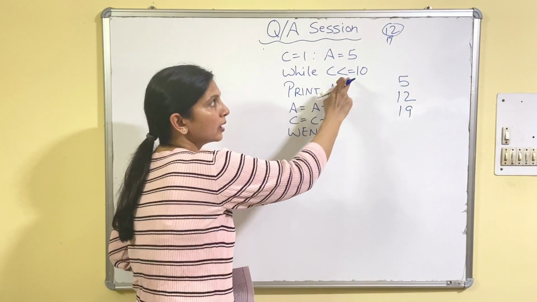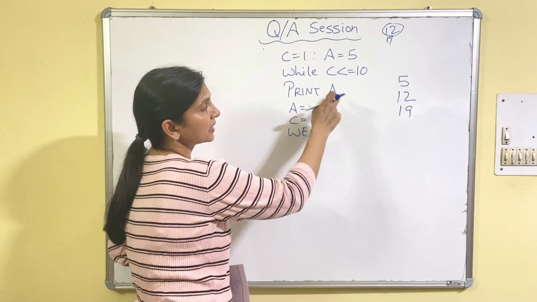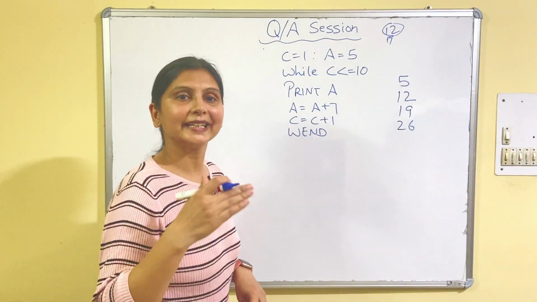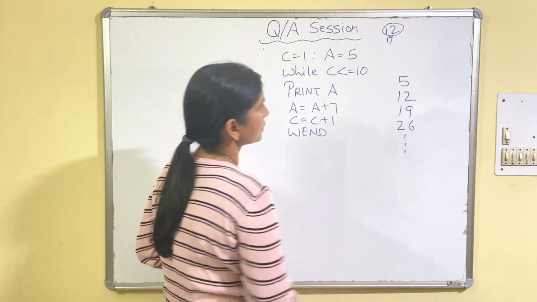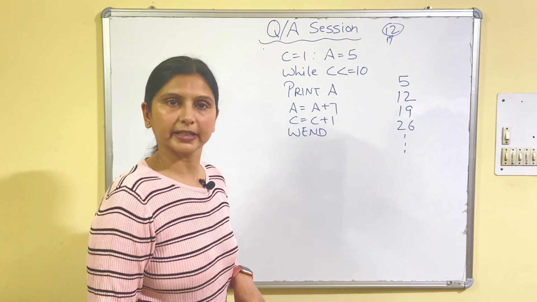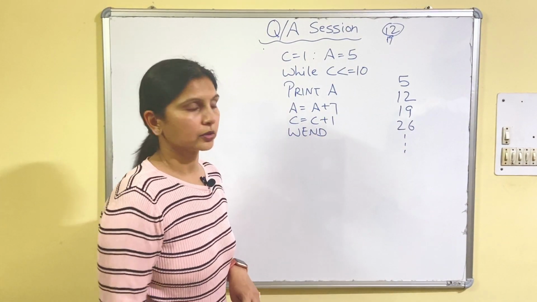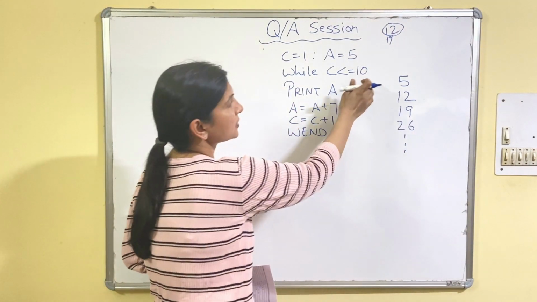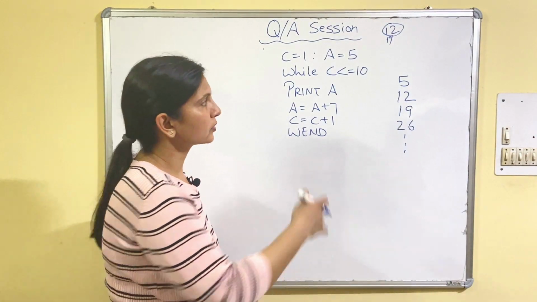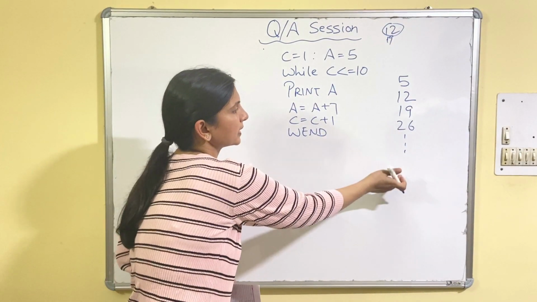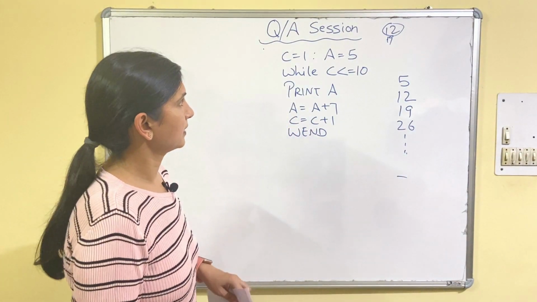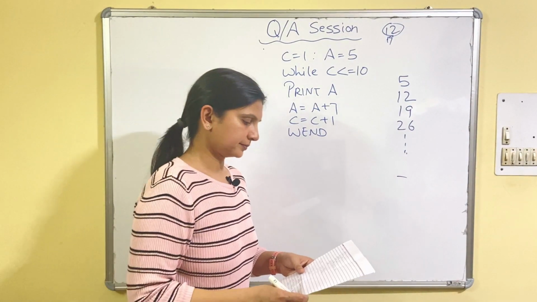So it will go how many times? 10 times, and it will keep on displaying. Fine. 5, 12, 19, 26 and so on. How many terms will be displayed? 10 terms. Fine. So this will be the output. So it will not go infinite. It will check 10 times and it will display the 10 terms. So you can either display the 10 terms or you can display dash dash dash and then the last term. Fine. Clear? Now the next one.